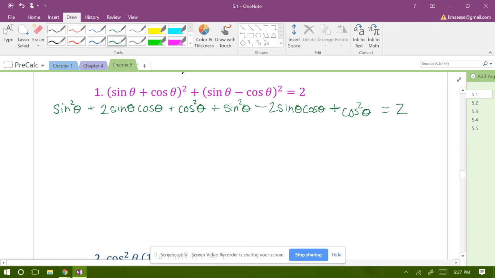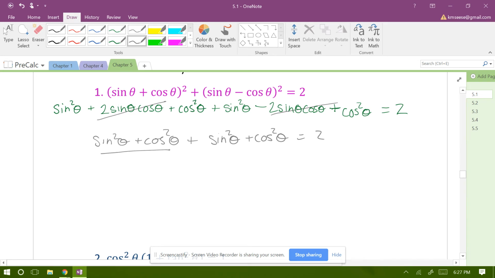So looking here, what happens? I have a 2 sine of theta cosine theta and a minus 2 sine of theta cosine theta. Those cancel out. And what do I really have? I have sine squared of theta plus cosine squared of theta plus sine squared of theta plus cosine squared of theta equals 2.